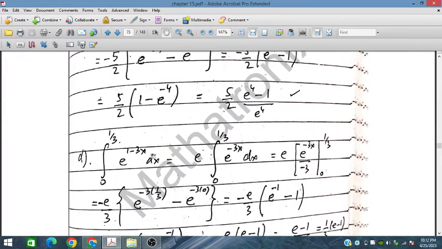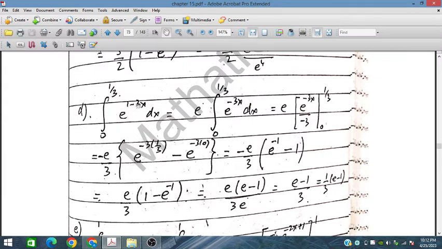Secondly, for this d part, we have e power 1 minus 3x, with limits 0 to 1 by 3. So this e power 1 is outside, and e power minus 3x is integrated here from 0 to 1 over 3. So e is a constant, and the integral of e power minus 3x is e power minus 3x divided by minus 3. Because of this minus 3, we then substitute the limits. On substituting the limits, this becomes e power minus 1, and e power 0 is 1. The minus sign changes, so this becomes 1 and the inverse here. On simplification and rearrangement, we have obtained this as a result.